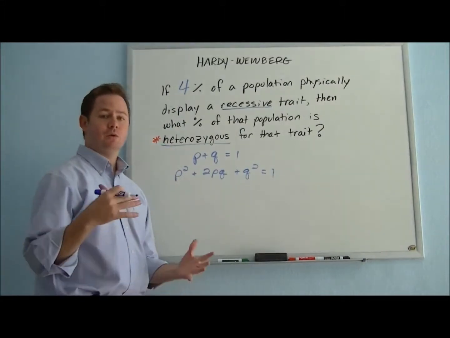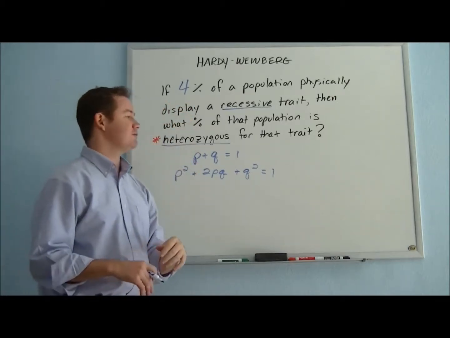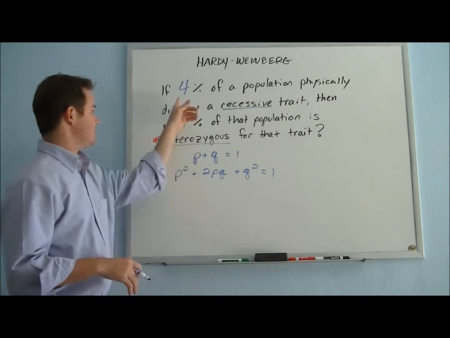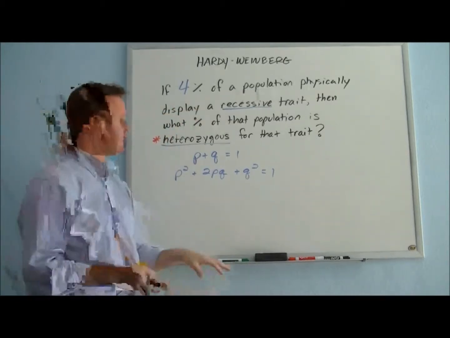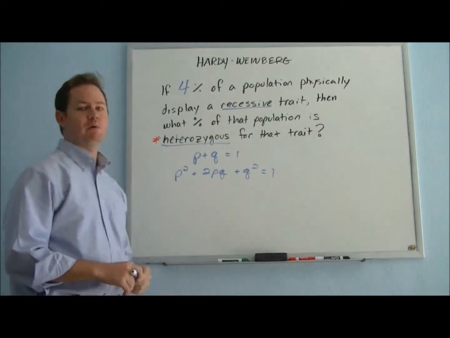And the question from part 1 asked us if 16% of a population physically displayed a recessive trait, but in this case we've just changed that percentage to 4% so that we can run through a new calculation and make sure that we really understand how it works.